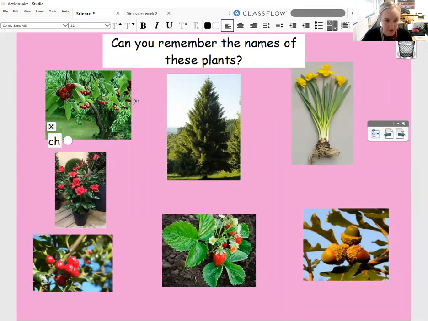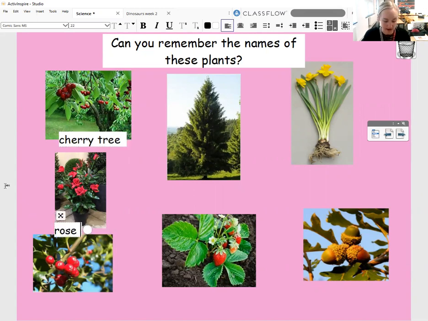So this first plant up here is a cherry tree. And I know it's a cherry tree because you can see that there's fruit growing on it, that's the cherries. And at one point in the year when it's spring, we start to see the cherry blossom on the trees and then they move into the fruit, which can be sweet or sour. Remember, we had a little chat about that, didn't we, the other day?